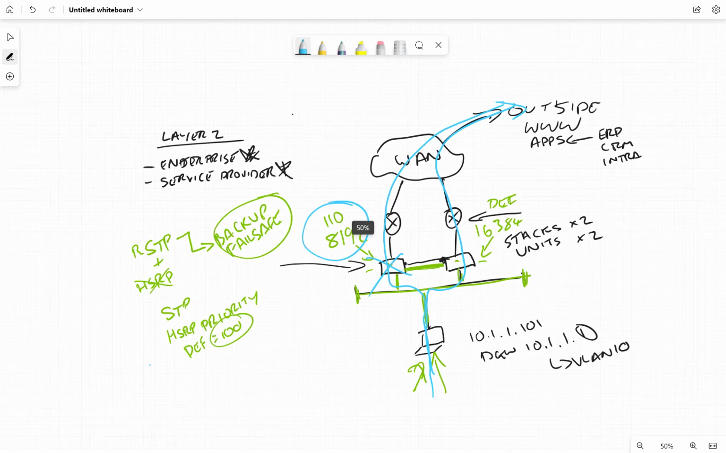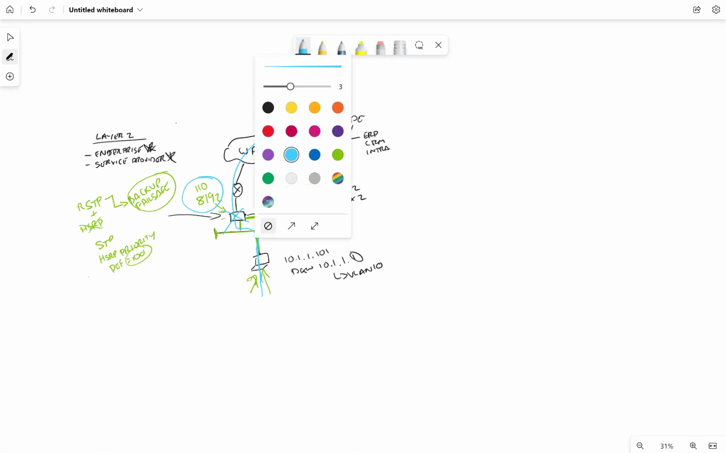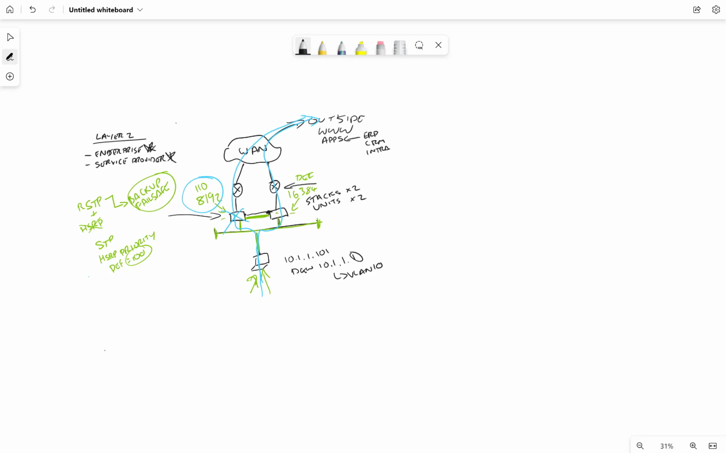Now, my question to you, to figure out for the CCDE exam, is why we would use HSRP plus RSTP, or STP, I suppose, which is the main part that we're talking about there. And what are the different things, like how do you set the HSRP priority? How do you set the spanning tree priority?